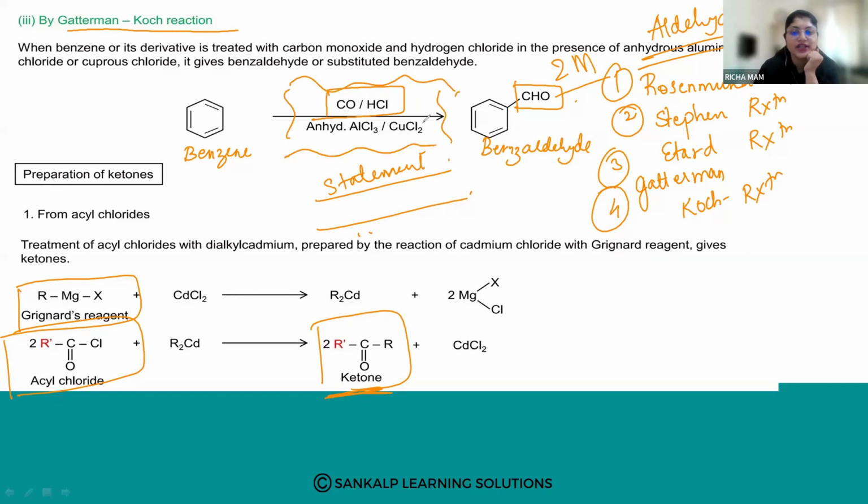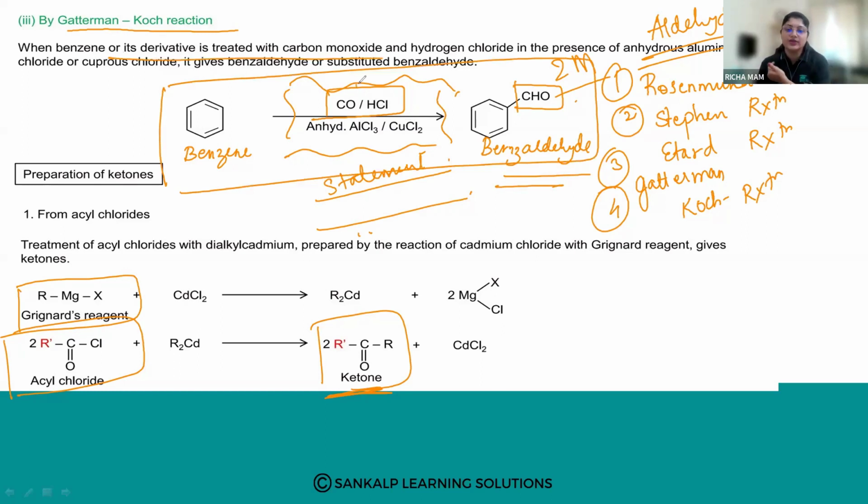How does the Gatterman-Koch reaction take place? Benzene we are going to react with carbon monoxide and HCl in the presence of anhydrous aluminum chloride, or cuprous chloride, and we are going to get benzaldehyde. The same reaction you write, you have to explain in your own words: benzene we are going to treat with carbon monoxide and hydrochloric acid in the presence of anhydrous aluminum chloride or cuprous chloride, and we get benzaldehyde. So this is the Gatterman-Koch reaction.